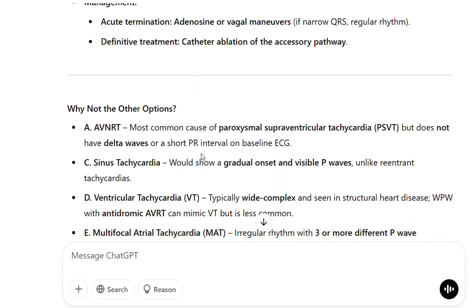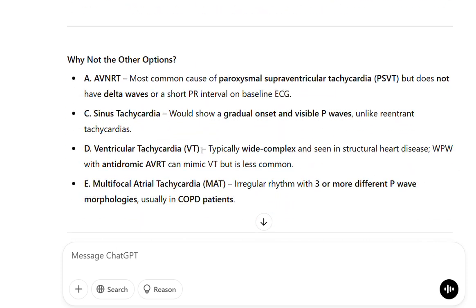Why not the other options? A. AVNRT is the most common cause of paroxysmal supraventricular tachycardia, PSVT, but does not have delta waves or a short PR interval on baseline ECG. C. Sinus tachycardia would show a gradual onset and visible P waves, unlike reentrant tachycardias.